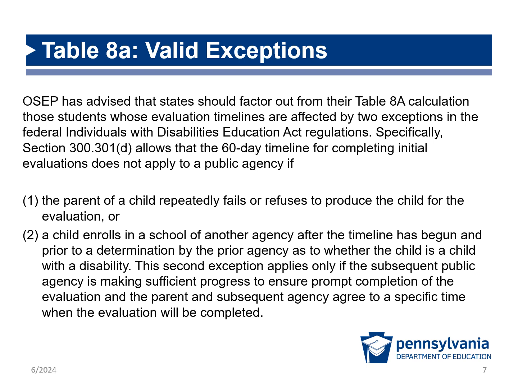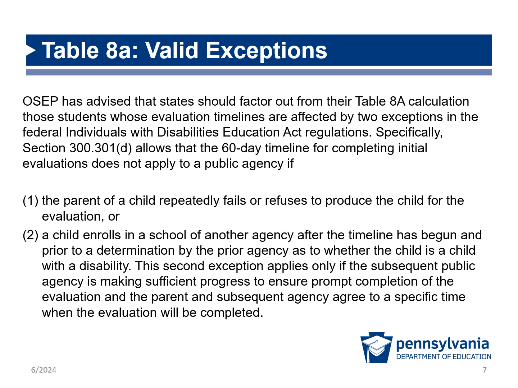OSEP has advised that states should factor out from their Table 8A calculation those students whose evaluation timelines are affected by two exceptions in the Federal Individuals with Disabilities Act regulations, specifically Section 300.301(d). It allows that the 60-day timeline for completing initial evaluations does not apply to the public agency if the parent of the child repeatedly fails or refuses to produce the child for evaluation, or the child enrolls in a school of another agency after the timeline has begun and prior to determination by the prior agency as to whether the child is a child with a disability.